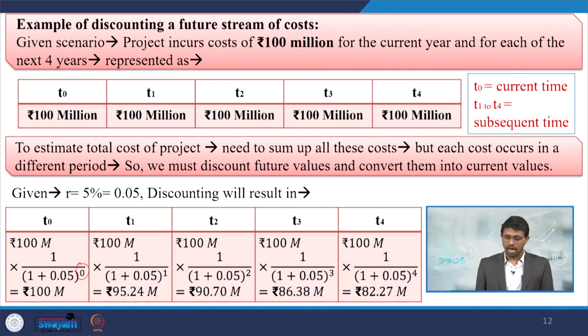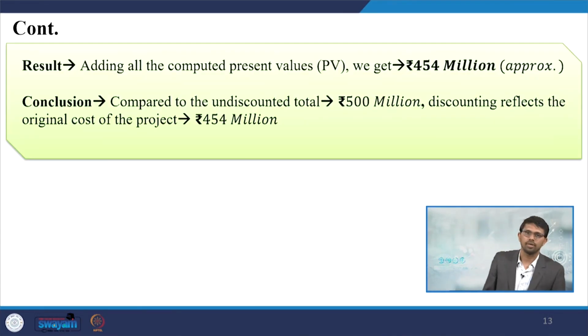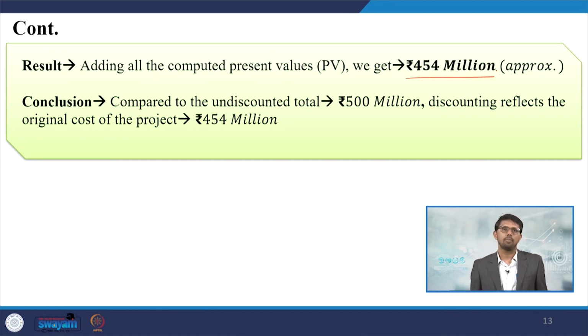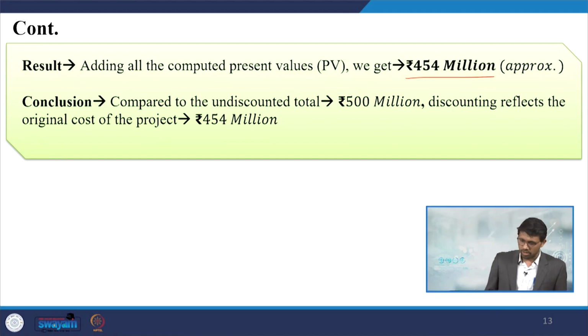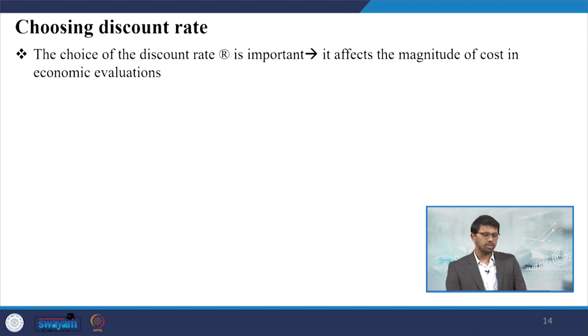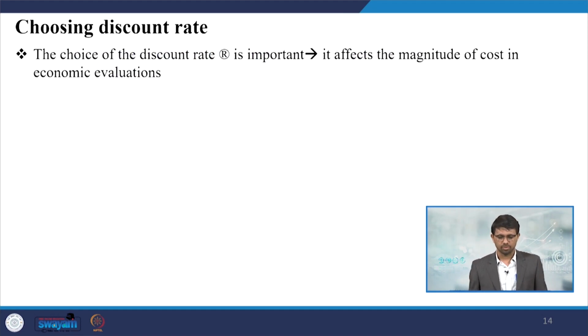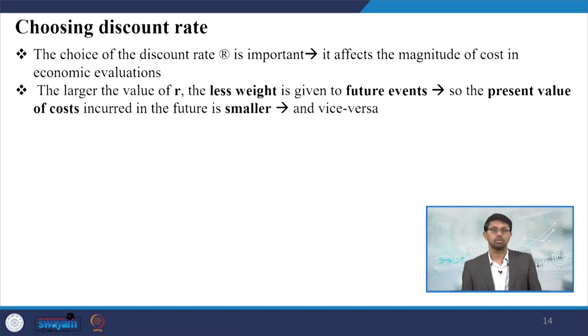Now you can see, if you add all these 5 periods, it is of course not 500 total. In total it is actually 454 million rupees approximately. This is called the present value if you are including a 5% discounting rate. Compared to the total without discounting, or 0 discounting rate, it was 500 million rupees. So discounting values are important, and that gives better evaluation. The choice of the discounting rate R that we have taken is important and affects the magnitude of the cost of the evaluations.